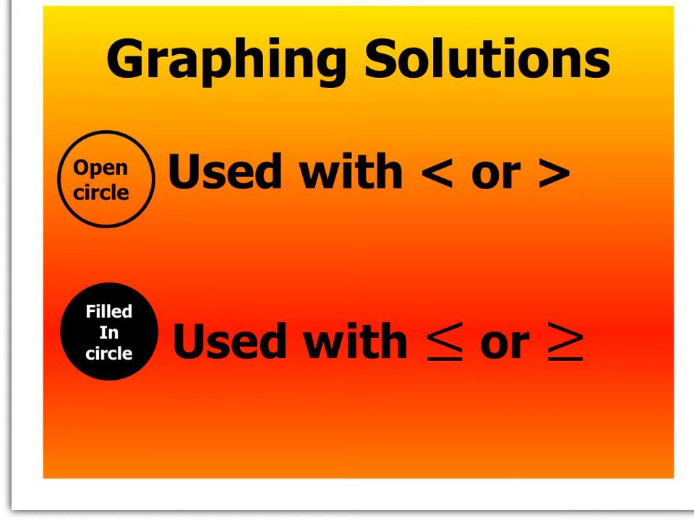When you have inequalities, you graph their solutions on a number line. When you have the inequality symbol of less than or greater than, you would write an open circle above the number on the number line. When you have the less than or equal to or greater than or equal to, you use the filled in circle when you are graphing the solutions on a number line.